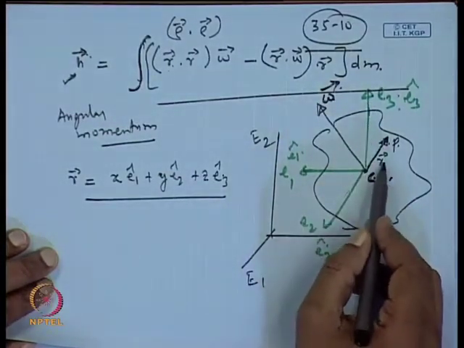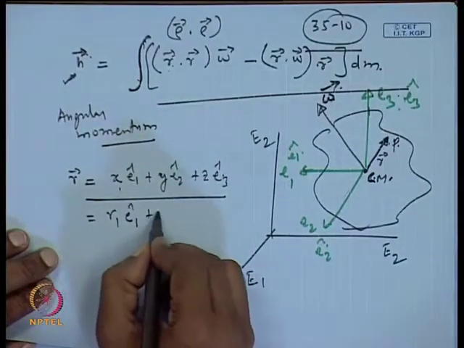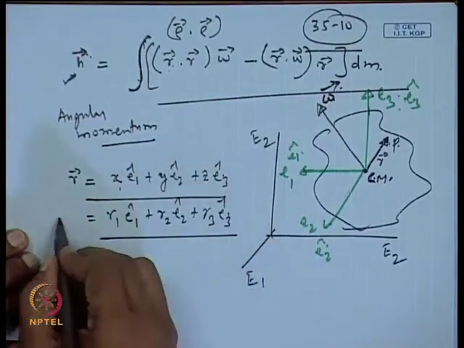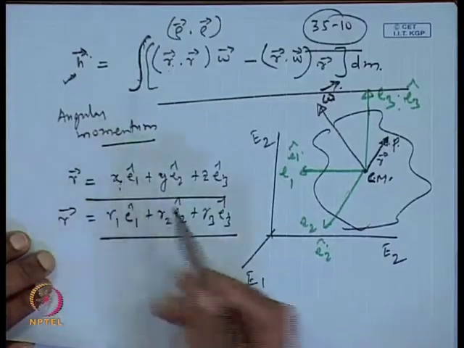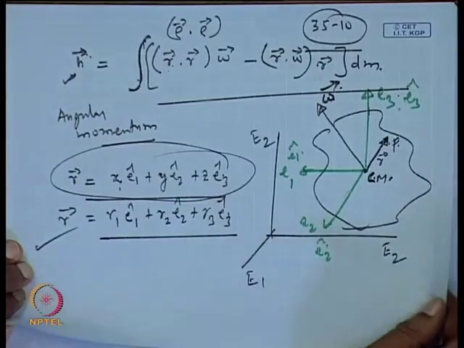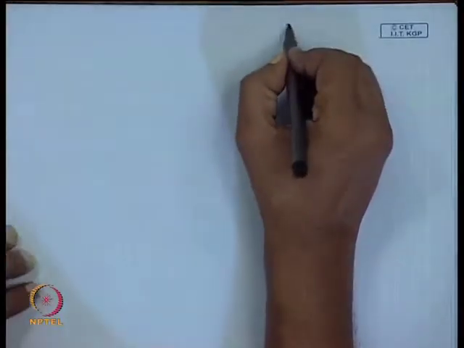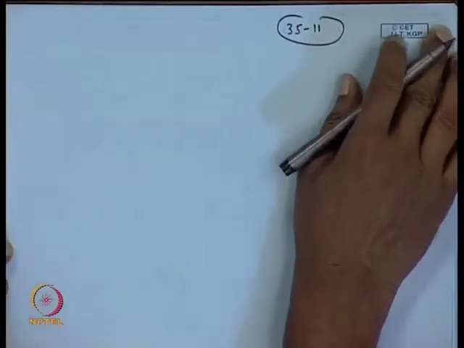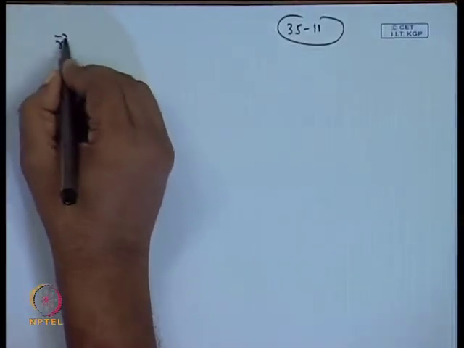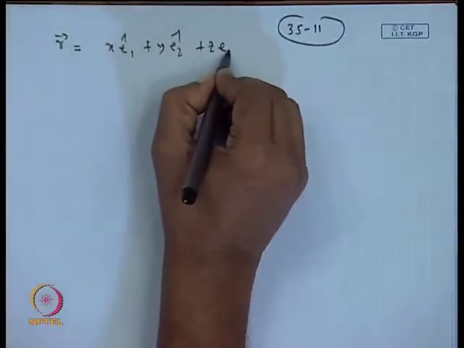Okay, what the components of this are is written here, or the same thing we can write as r 1 E 1 cap plus r 2 E 2 cap plus r 3 E 3 cap. Both of them are the same, it is nothing different, only the notation we have changed. Okay. So, now considering that r we are writing as x E 1 cap plus y E 2 cap plus z E 3 cap.